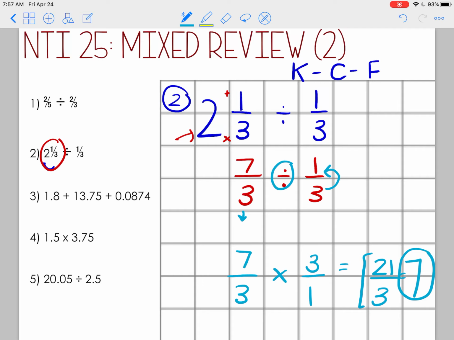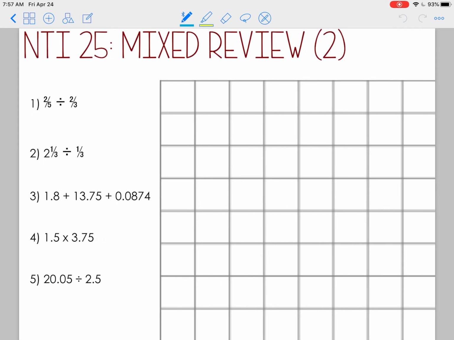Okay. All right. So let's go take a look at number 3. Now, number 3 is an adding decimals problem. So there's a couple things you need to remember. When we're adding decimals, we're going to line up our decimal points. So that's the first place we're going to start.